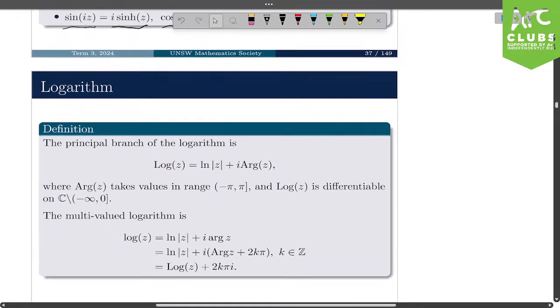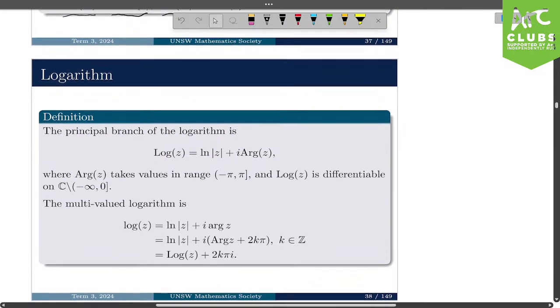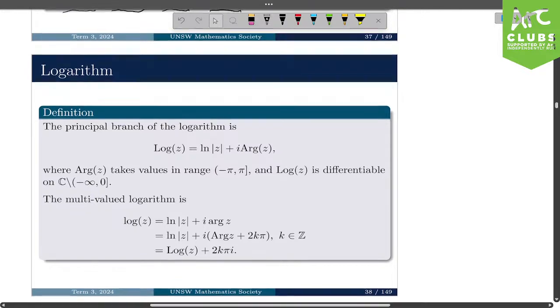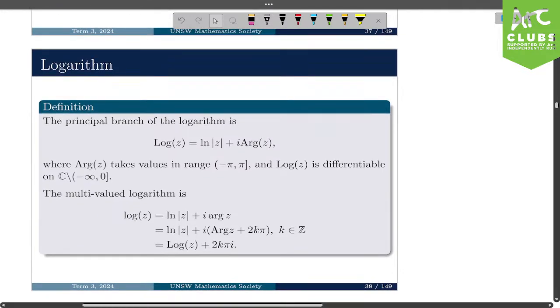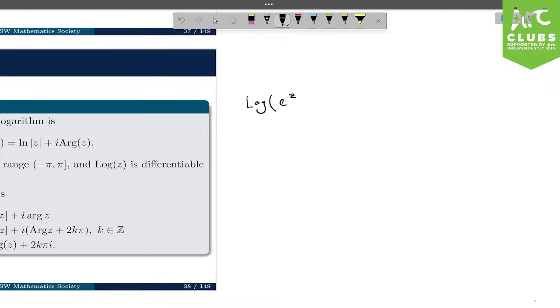All right, moving further on, right? Now that we've defined an exponential function, the natural question to ask is, is there the equivalent of a logarithm in the complex plane? The issue with having a logarithm for the complex exponential function is that ideally the logarithm should be the inverse of the exponential function, right? Because that's how it works on the real line.